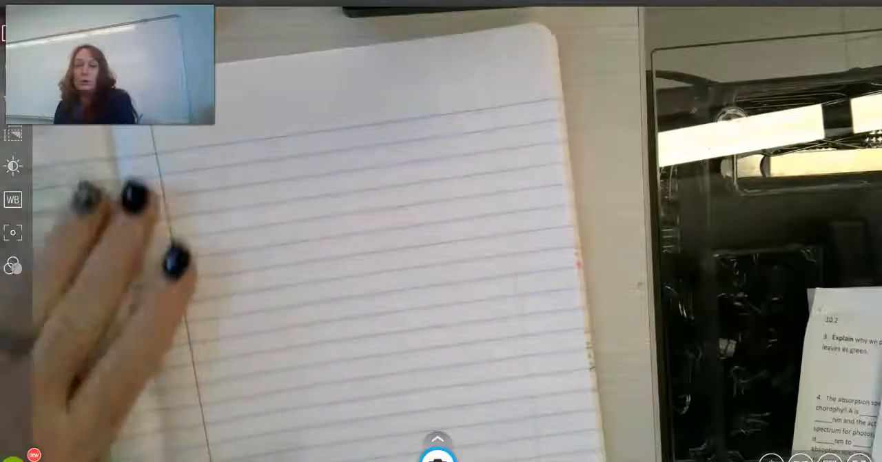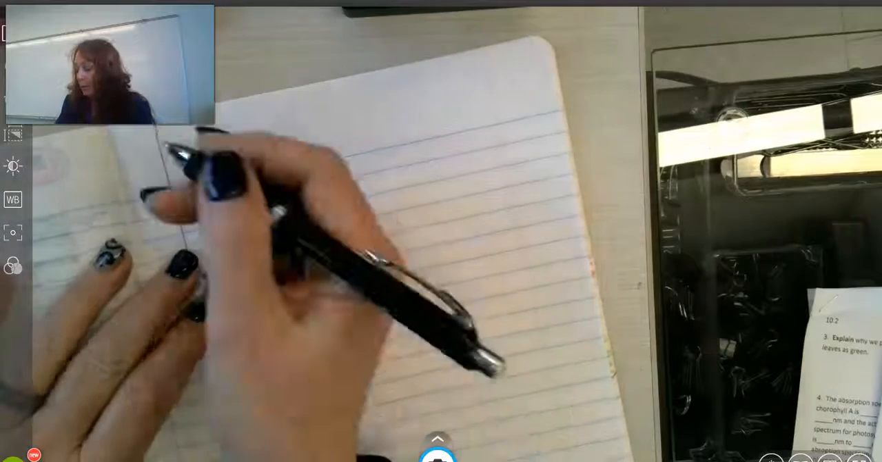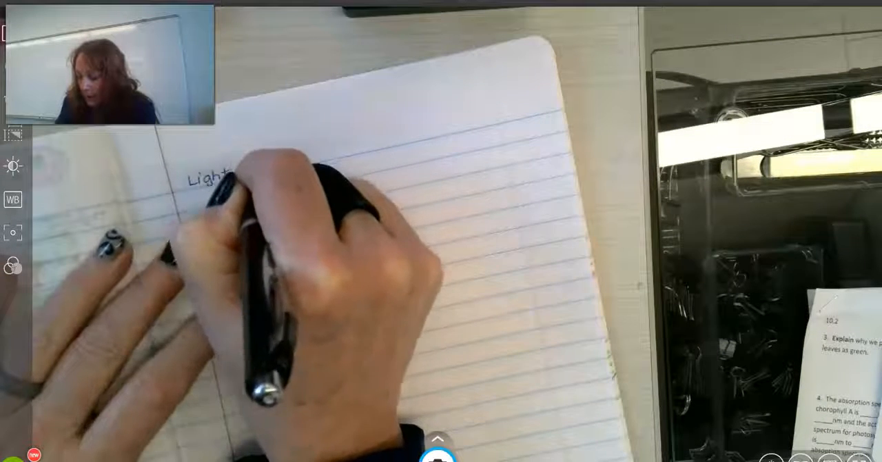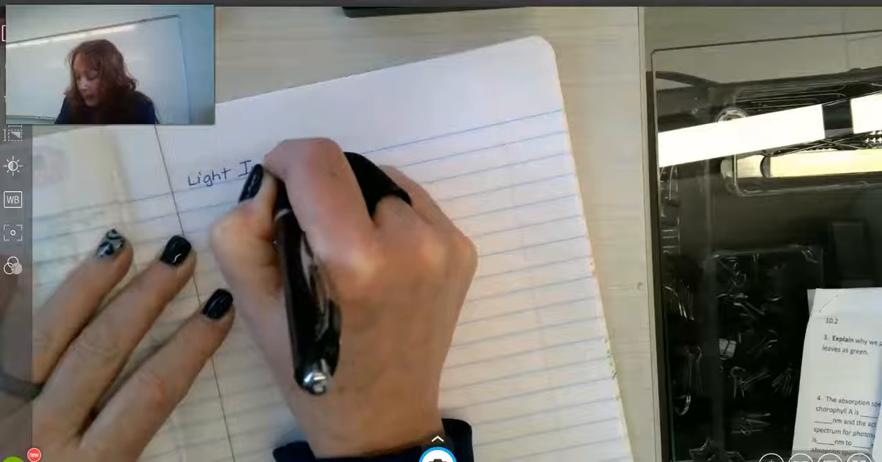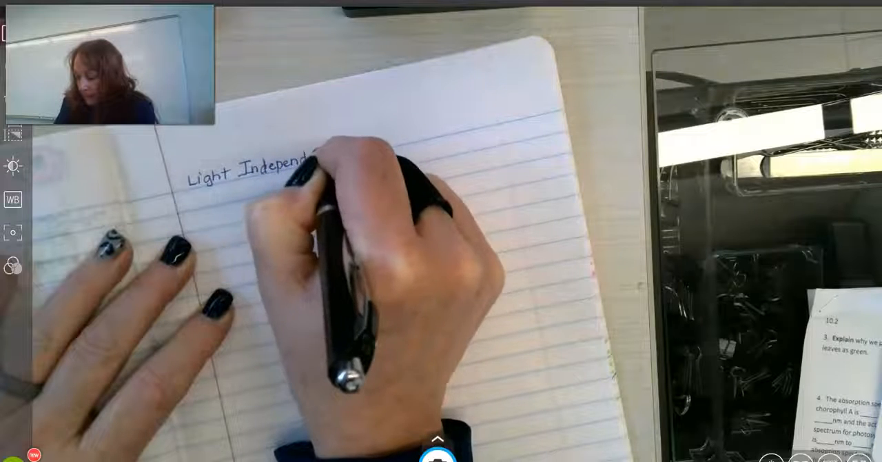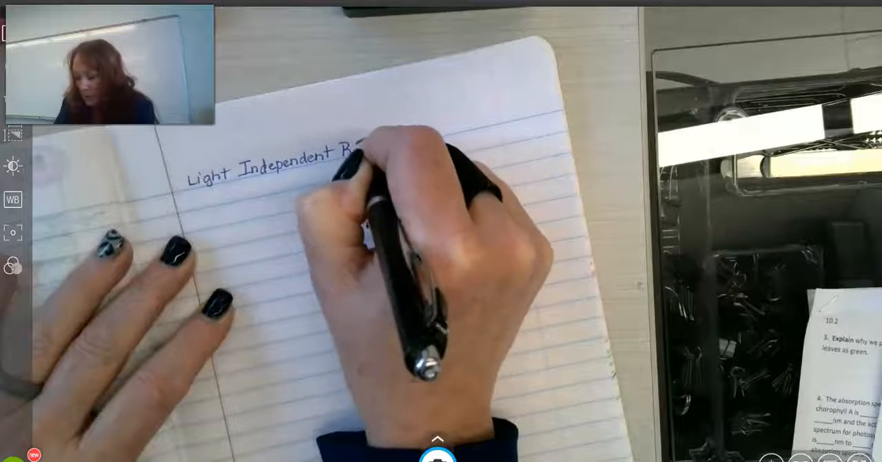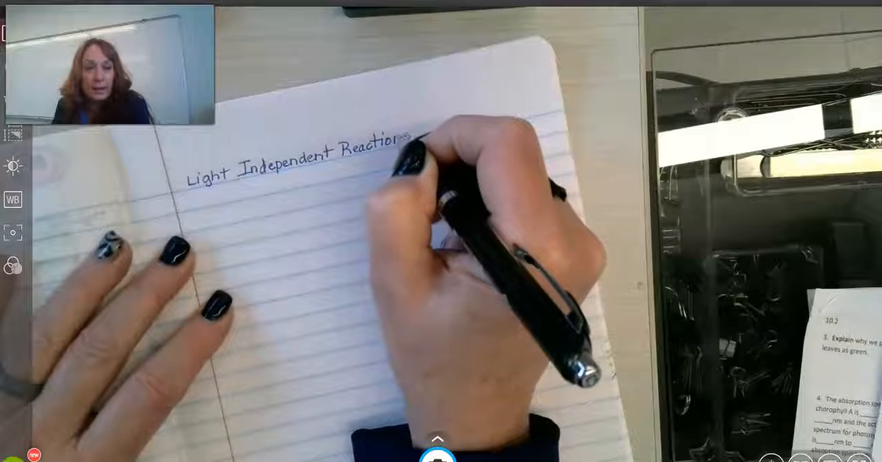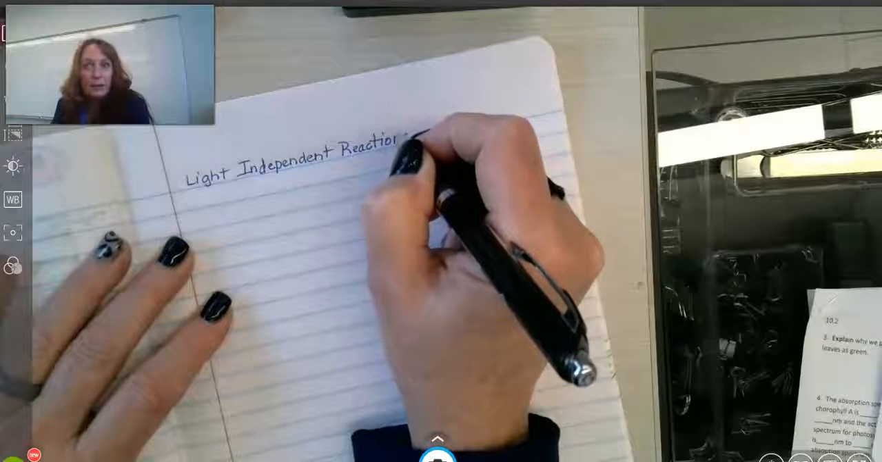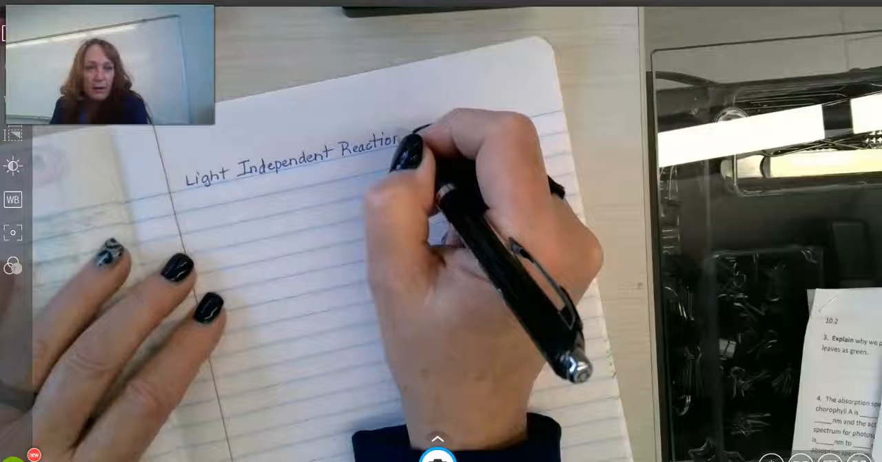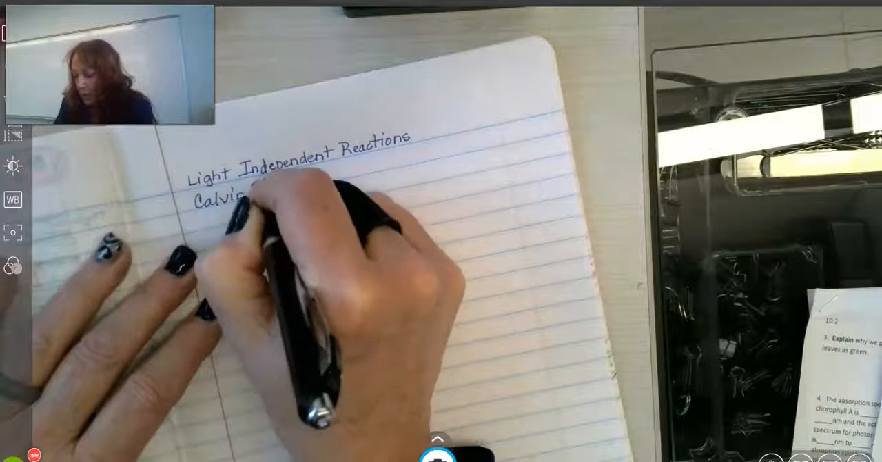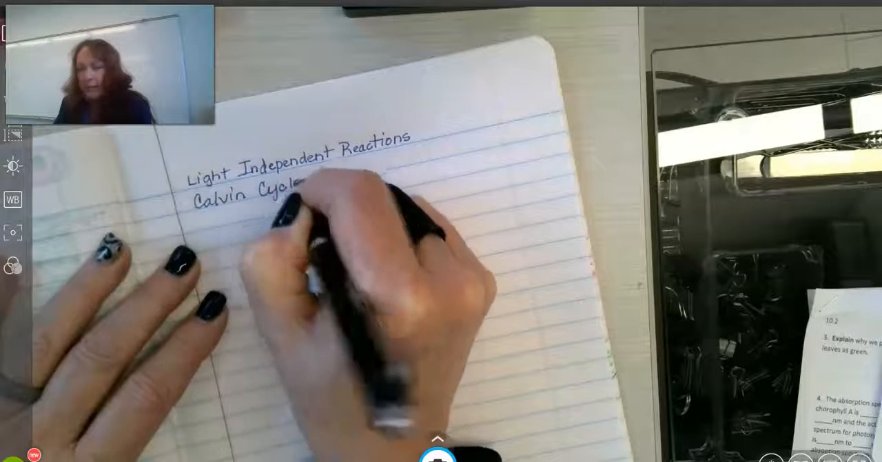So that's what we're doing next. This would be, they could call it the light-independent reactions because Calvin uses the products from the light reactions, but actually light energy doing anything in Calvin does not happen. So most of the time people are just going to call this the Calvin cycle.